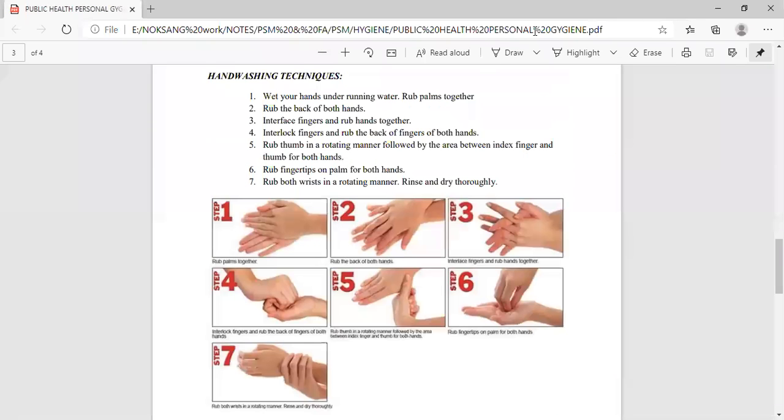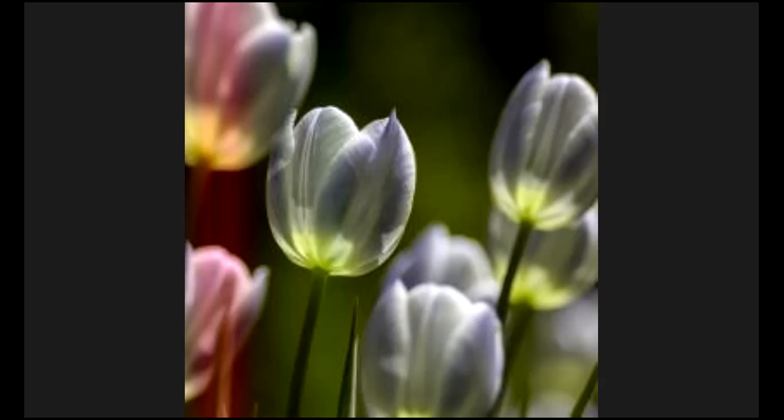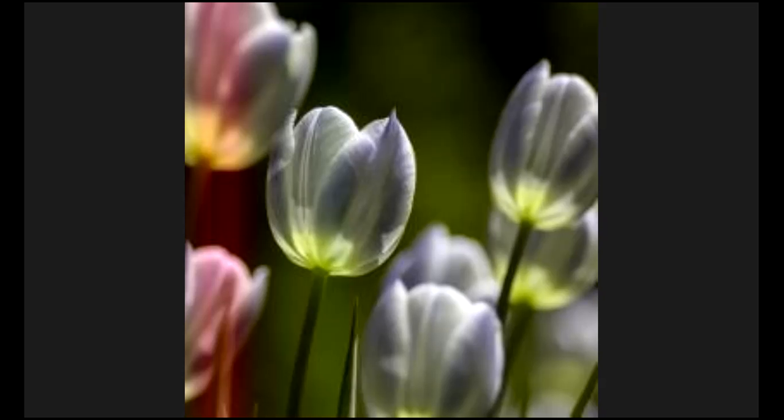Okay, hand washing technique. Babul Boro, you show me the hand washing techniques. Turn on your video and do the hand washing steps. I want to see.